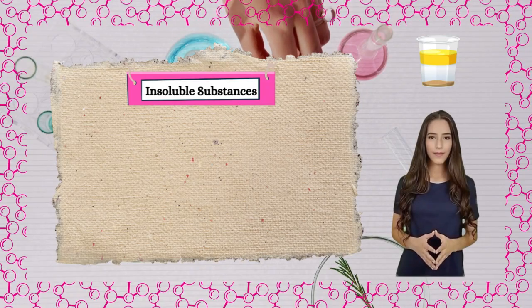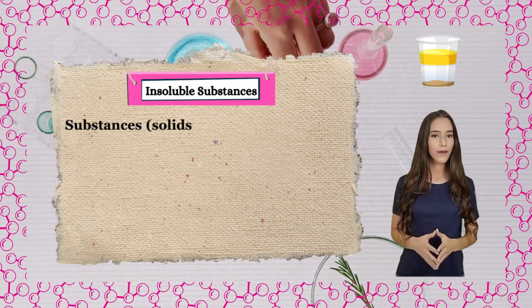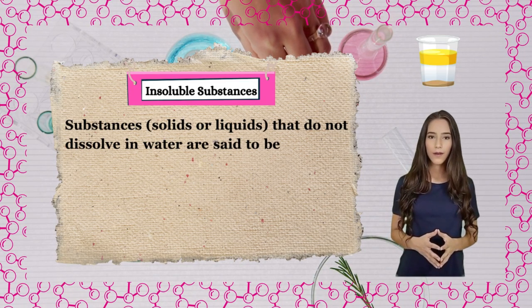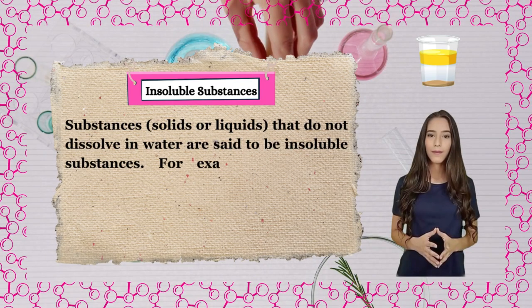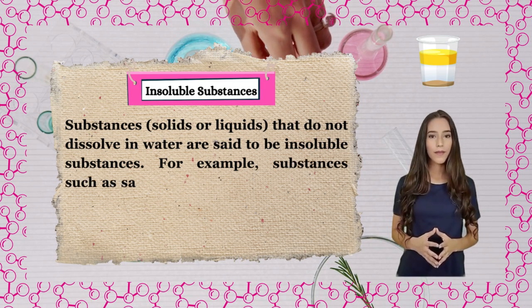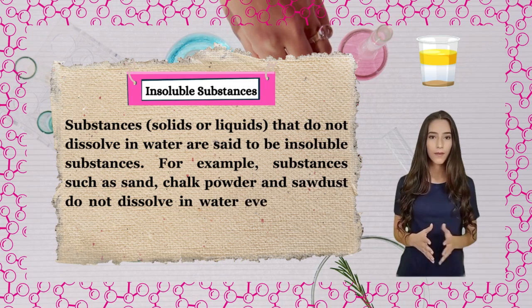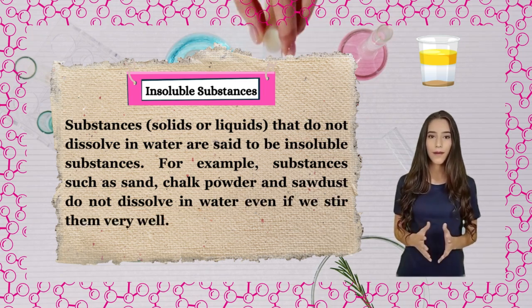Insoluble substances: solids or liquids that do not dissolve in water are said to be insoluble substances. For example, substances such as sand, chalk powder and sawdust do not dissolve in water even if we stir them very well.